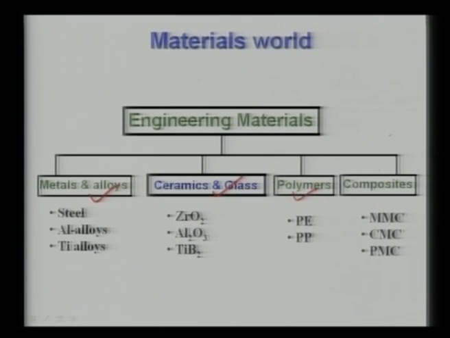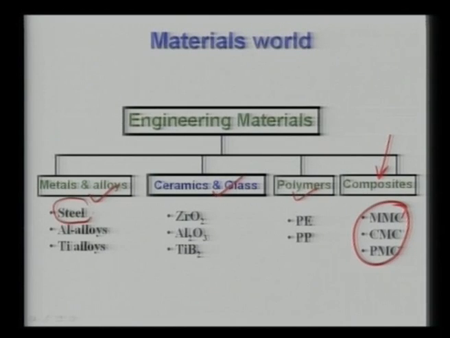And then the fourth one is composites, which I call a derived material class, because composites are essentially a mixture of two of the three primary material classes, that is, metals and ceramics, or ceramics and polymers, or polymers and metals, and accordingly they are termed MMC, CMC and PMC. Under each category of the primary materials, like metals, ceramics and glasses, I have given some examples.